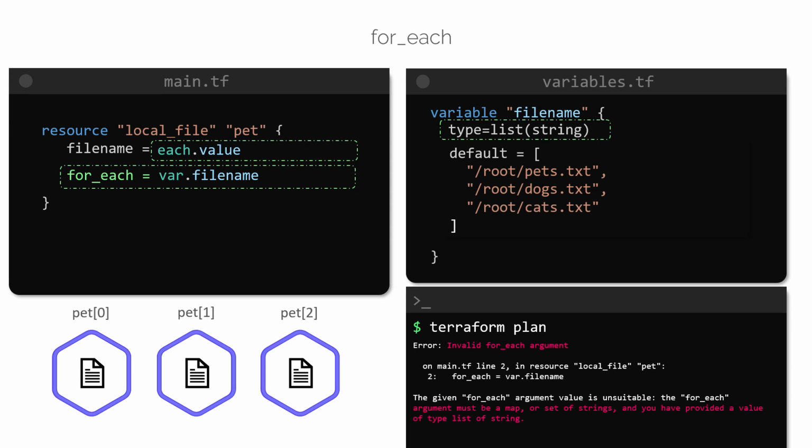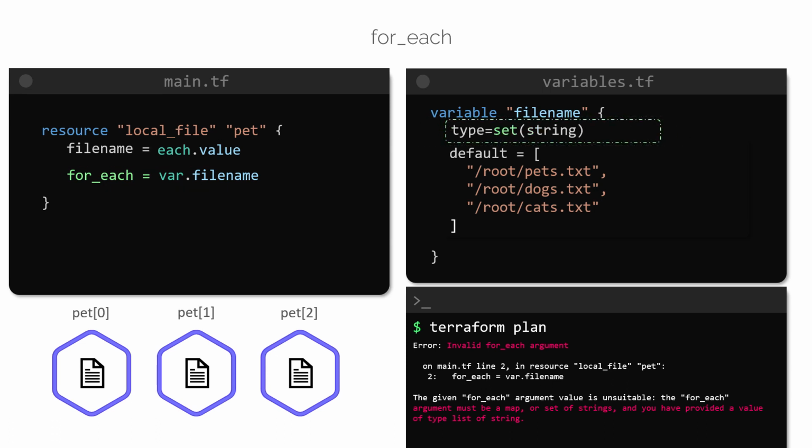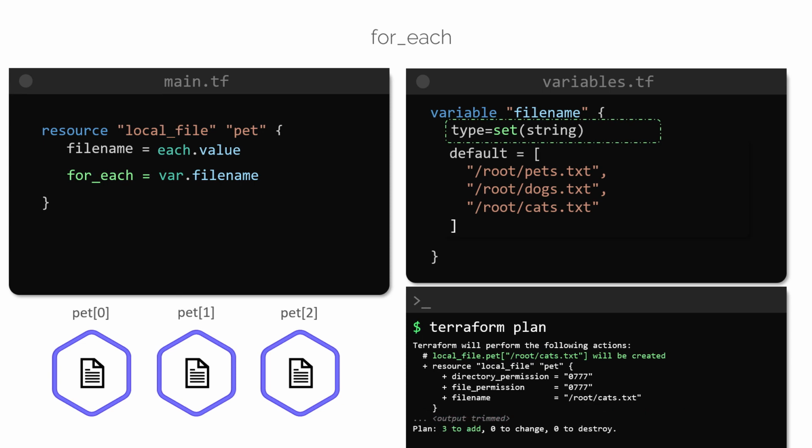Either change the variable called file name to the type set. In the variables lecture, we learned that a set is similar to a list, but it cannot contain duplicate elements. Once we change the variable type and then run Terraform plan, we should see that there are 3 files to be created. Another way to fix this error, while retaining the variable type as a list, is to make use of another built-in function. This time, we'll make use of the toSet function, which will convert the variable from a list to a set. Once this is done, the Terraform plan command should now work as expected.